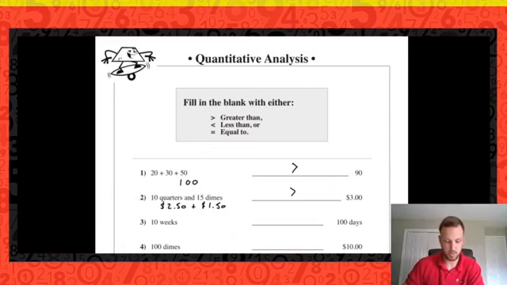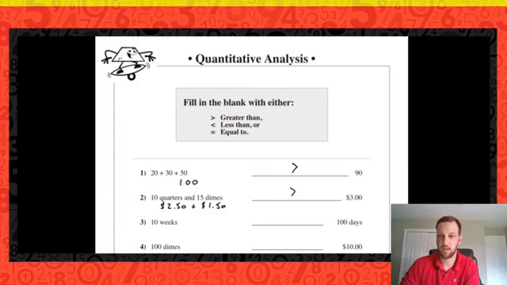So 100 dimes, more or less than $10? Well, I know that 1 dime is 10 cents. So 10 cents 100 times is how much? 10 cents 10 times gives me $1. And if 100 is 10 tens, then that gets me to $10, so those would be equal. All right.